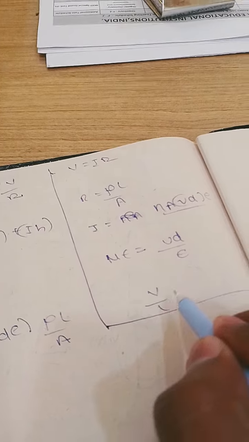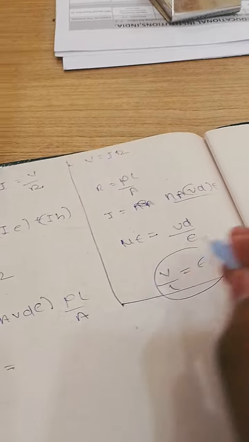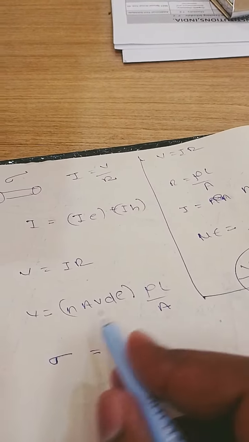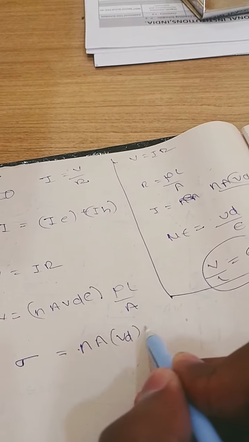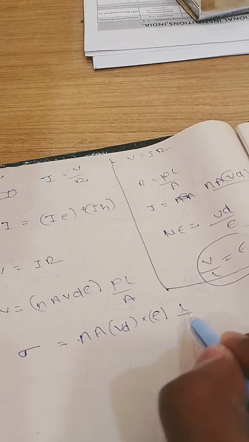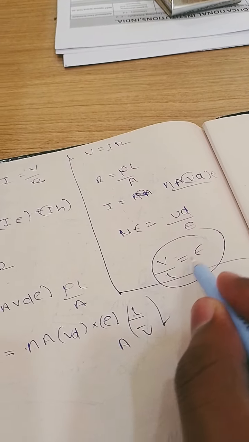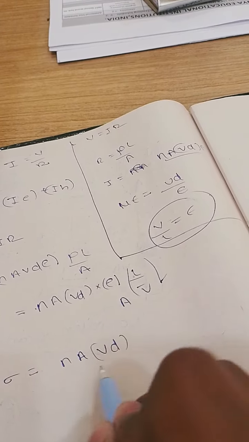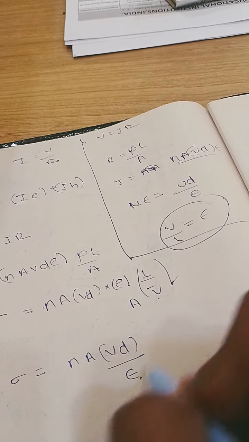Here we also know the potential gradient V by L. In general we write minus dV by dL is equal to E, and V by L is equal to E. The potential acting per unit length is the electric field. From this we can write nAvd into charge into L by A. Sigma is equal to n vd by E, since potential per unit length is called electric field. Drift velocity per electric field is known as mobility.